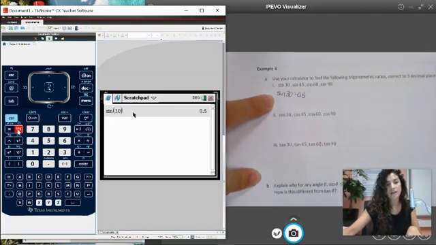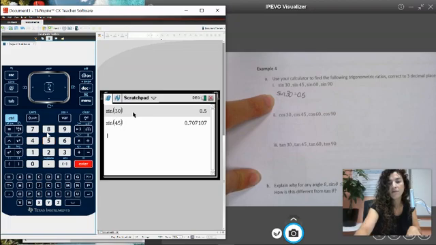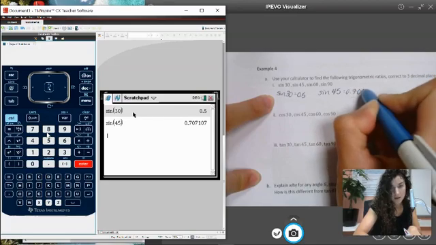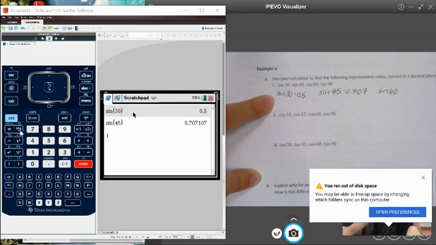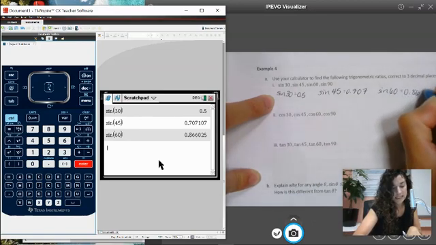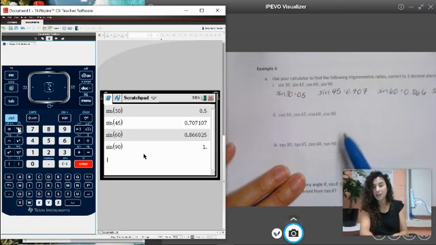We'll go ahead and do sine of 45. We'll do 3 sig figs. Sine of 60, which is 0.866, and then sine of 90, if you type it in, you get 1.